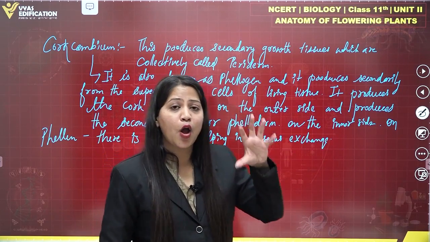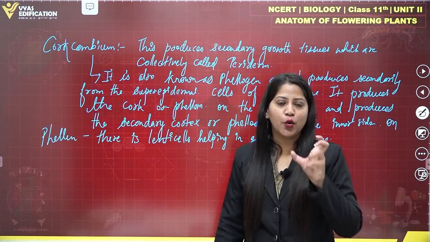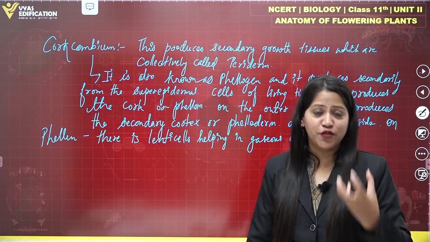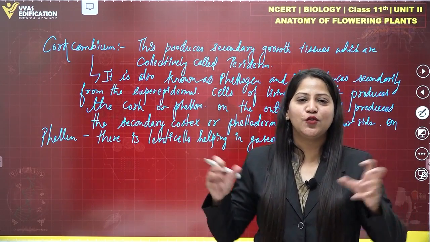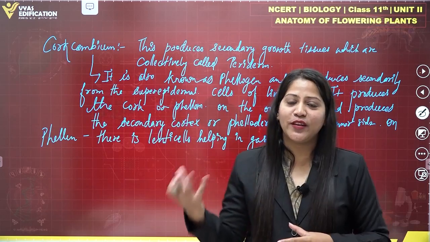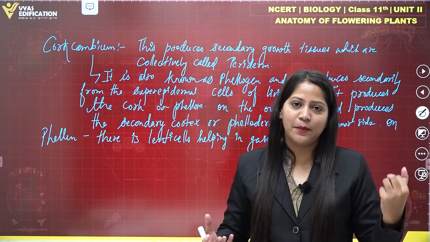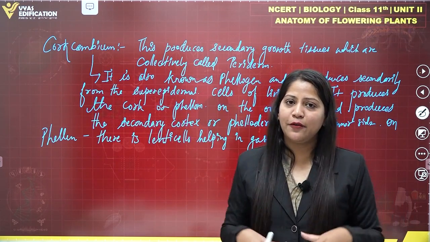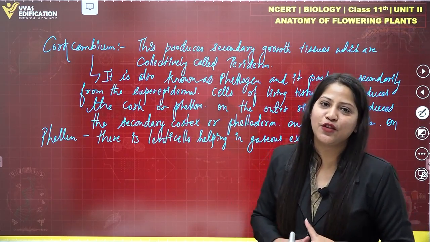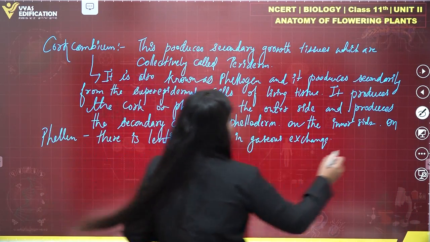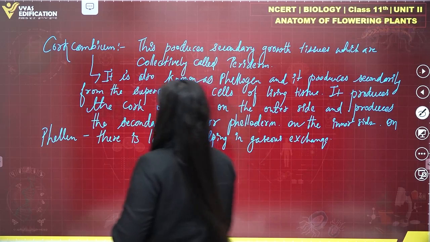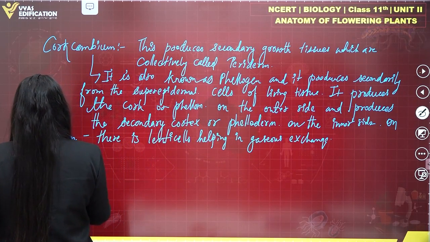So this is all about the secondary growth in dicot stems of angiosperms with the help of these two types of cambiums, that is vascular cambium and cork cambium. Now in this question we are left with the significance of the secondary growth. So let's write the significance of the secondary growth. We are going to write significance.